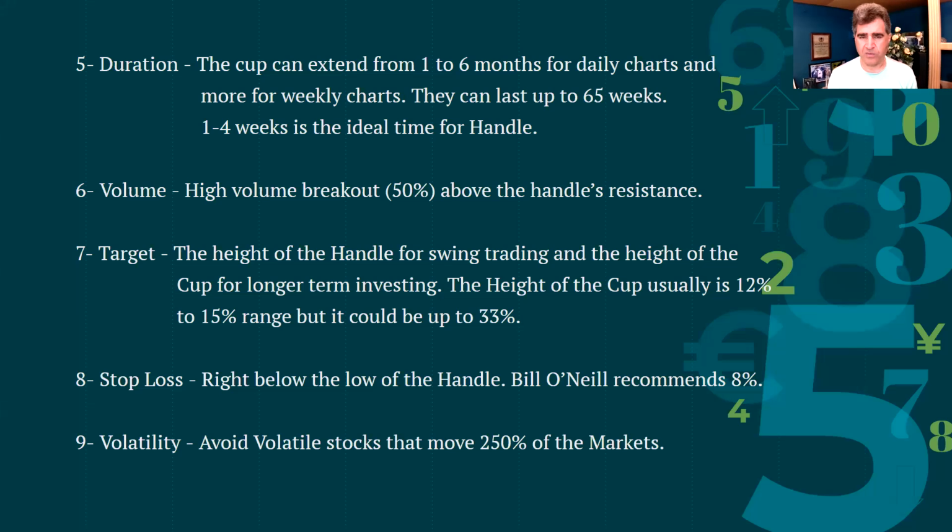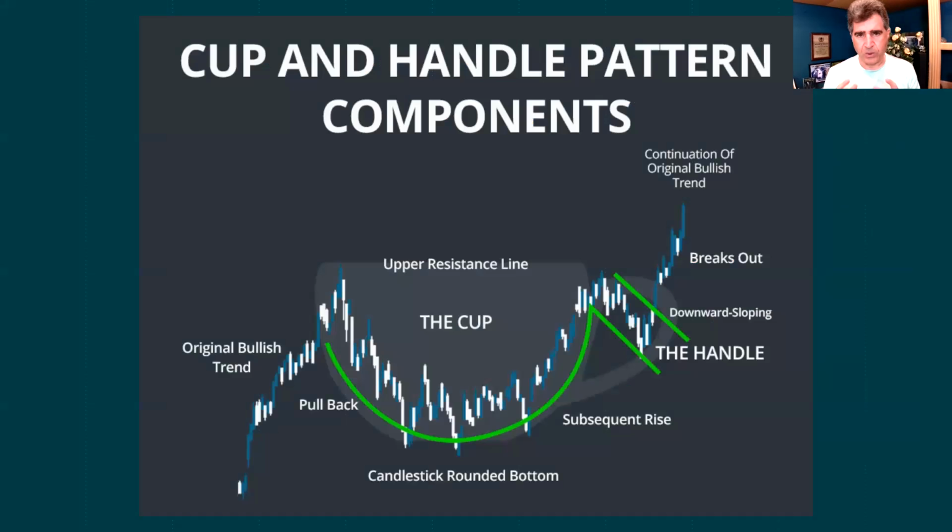Number 9, I put down the volatility. Again, we want to avoid very volatile stocks, although with growth stocks it could always have that, usually they're high beta. But if it's more than a 250% move of what the market is doing, and let's say if using the S&P as a benchmark the beta is like 2.5, then that's something that you don't want to be involved with. Okay, so let's look at it visually. So here it is.